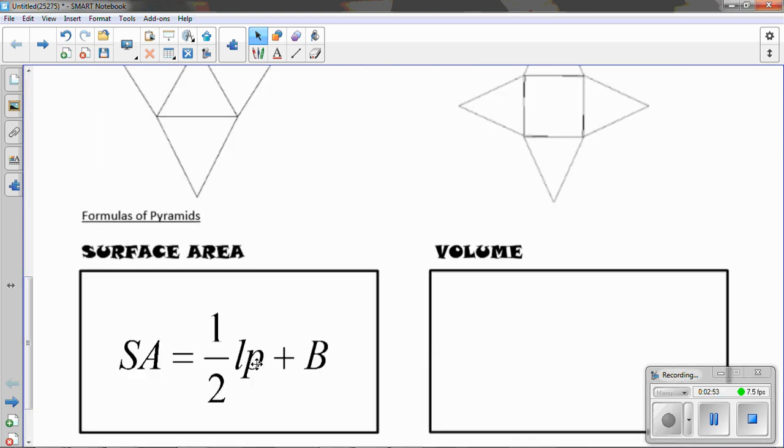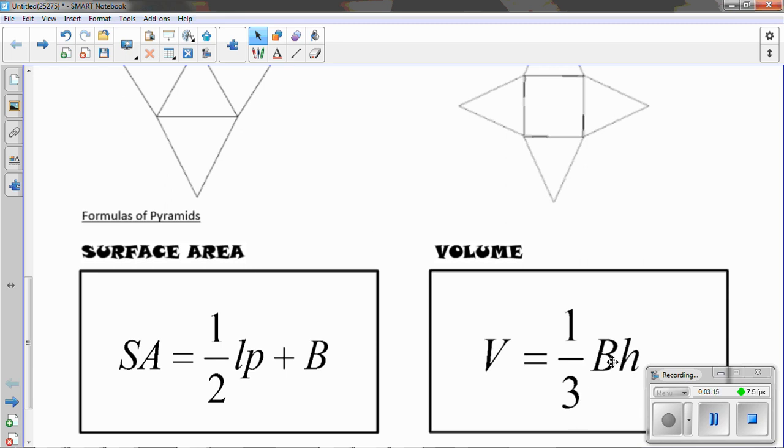P stands for the perimeter of the base, so whatever shape it is. If it's a triangle, add up all the sides. If it's a square, add up all the sides. And the capital B stands for the area of the base. So if it's a triangle, you're doing 1/2 base times the height. For a square, you can just do sides squared, or length times width, because it's the same thing as a rectangle. Okay?